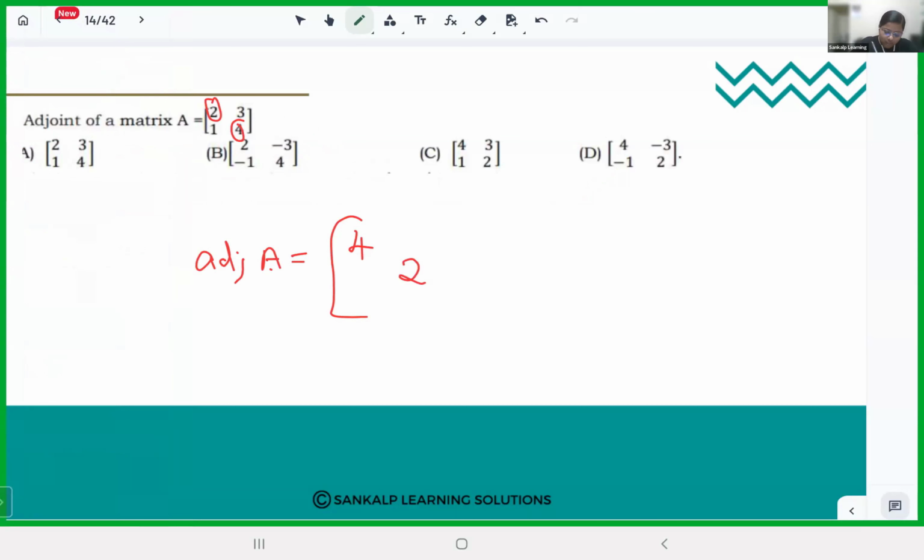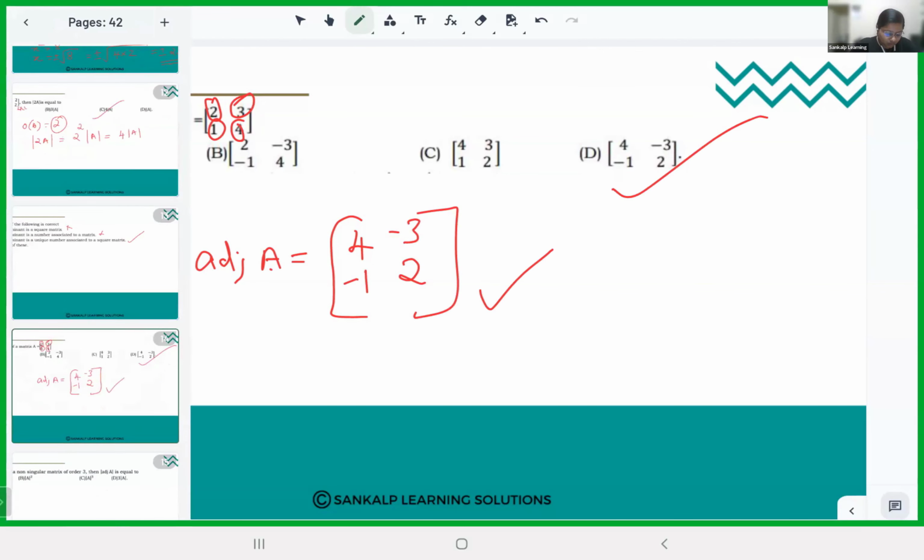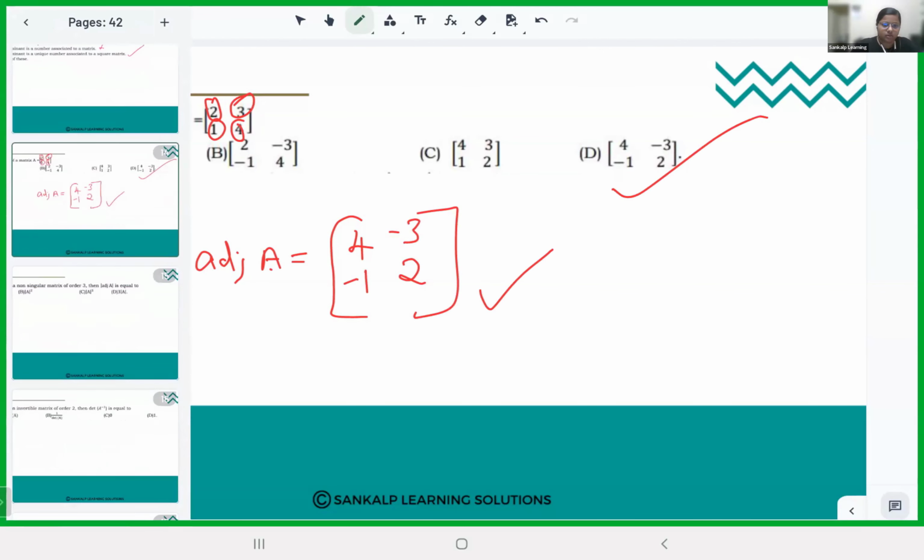We have interchanged. Now what happens to the non-diagonal elements 3 and 1? You just change the sign of the non-diagonal elements, which means 3 becomes minus 3, and 1 becomes minus 1. So this is our adjoint matrix. Which is the option? [4, -3; -1, 2]. D is the option. Now we are moving on to the next question.